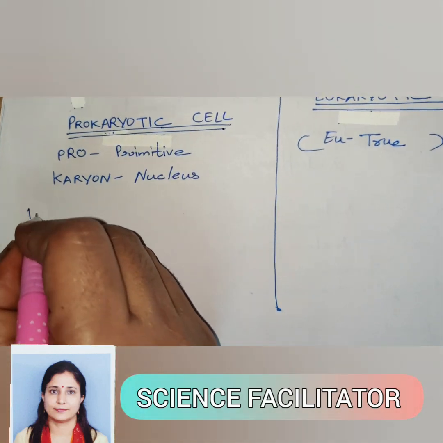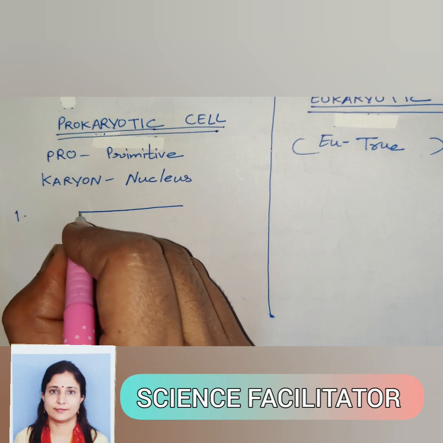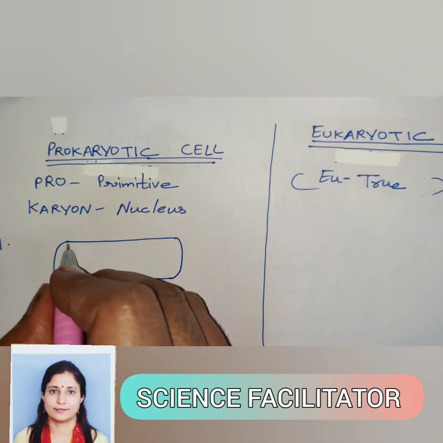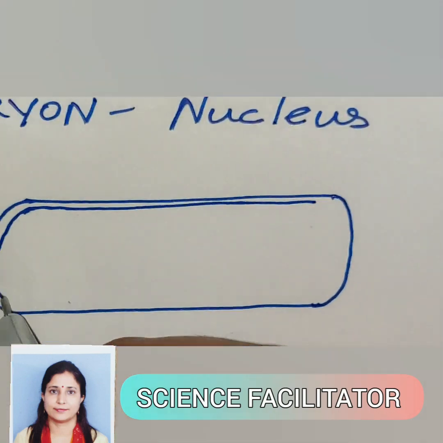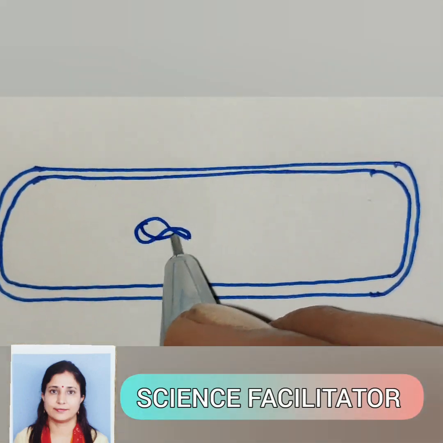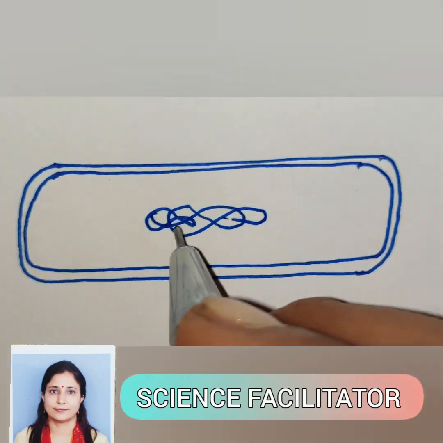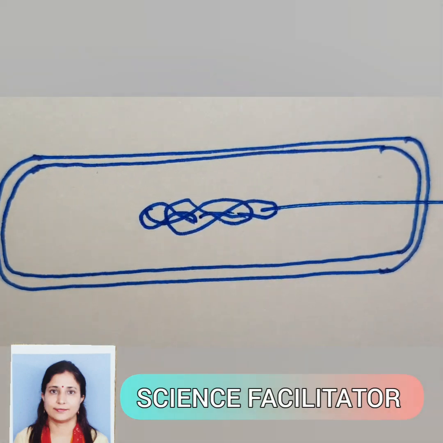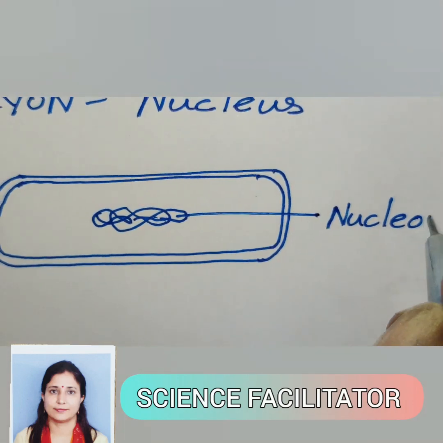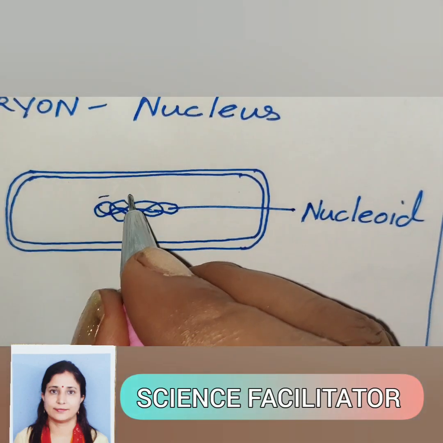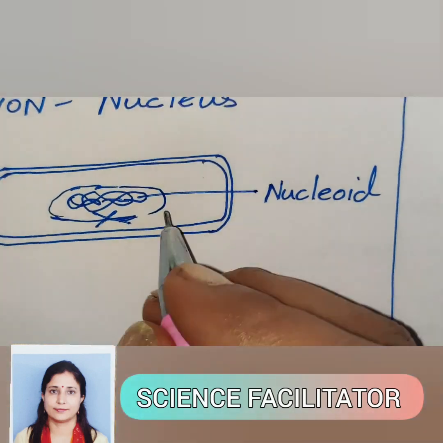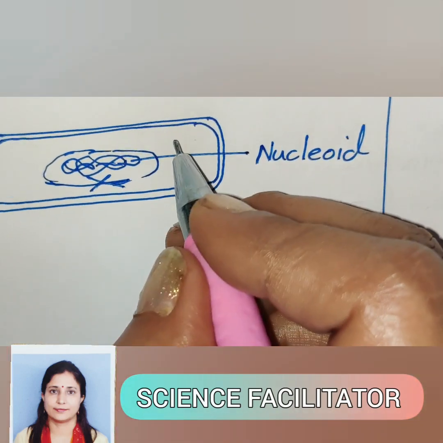Let's take the example of a prokaryotic cell. An example of a prokaryotic cell is the bacterial cell. In the bacterial cell, the outermost boundary is the cell wall. Just within the cell wall there is a plasma membrane. Then the genetic material, that is DNA, is a single circular DNA, and this genetic material is known as the nucleoid, because there is no well-defined membrane around this genetic material. It is lying directly in the cytoplasm.